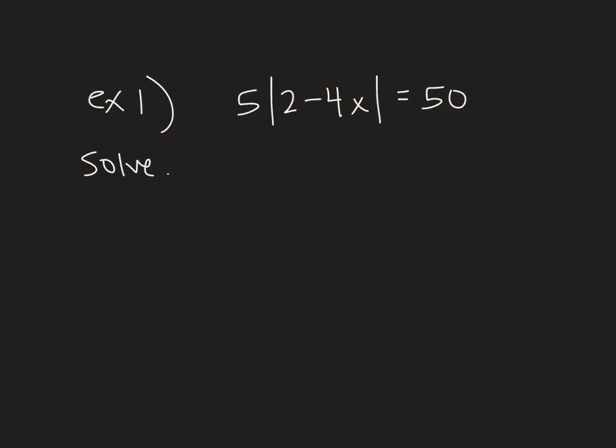Okay, this is the exact same idea as what we had before, however, it just looks a little more complicated. We're just solving it to get the absolute value by itself. So our first step is going to be dividing by 5, since that's not in the absolute value. And then we have the absolute value of 2 minus 4x equals 10.